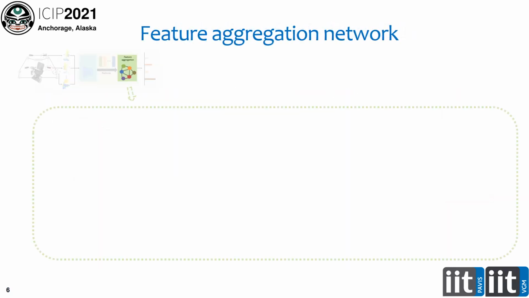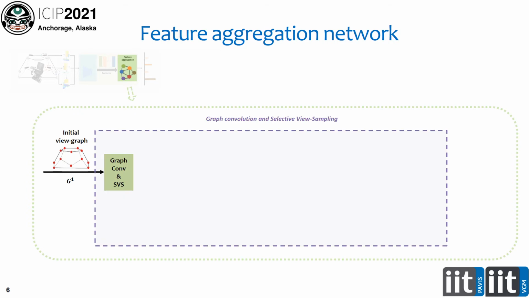Here you can see our feature aggregation network, where we first construct the initial view graph G1 of n nodes, and each node is represented by the extracted shape feature from the backbone network corresponding to each single-view point cloud. Then we feed the initial view graph to the Graph Convolutional Network in order to update the node's feature by considering its relationship with its neighborhood views and the relationship with the whole nodes in the view graph, followed by selective view sampling to select the nodes with the highest response to the softmax function. Finally, the coarser view graph with its associated updated features is fed to the next level of graph convolution.